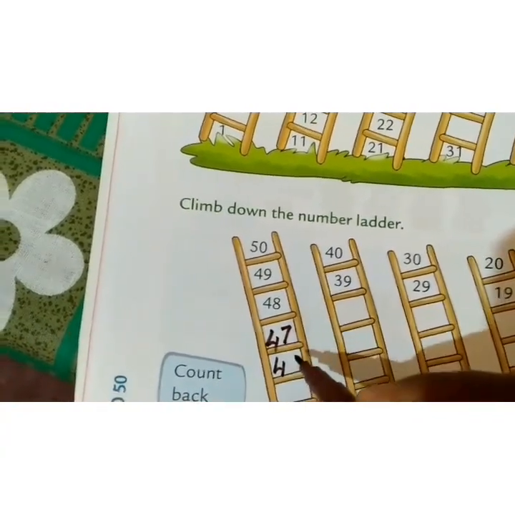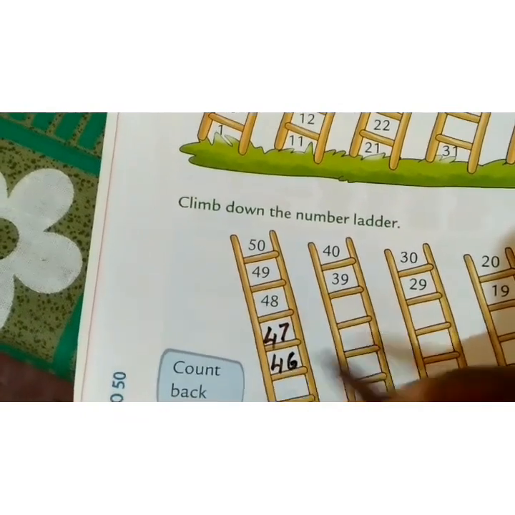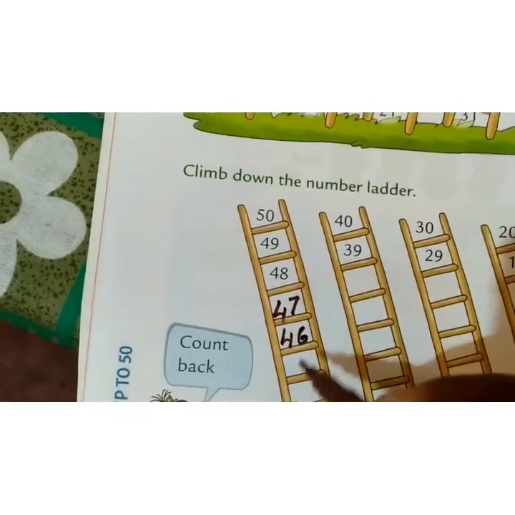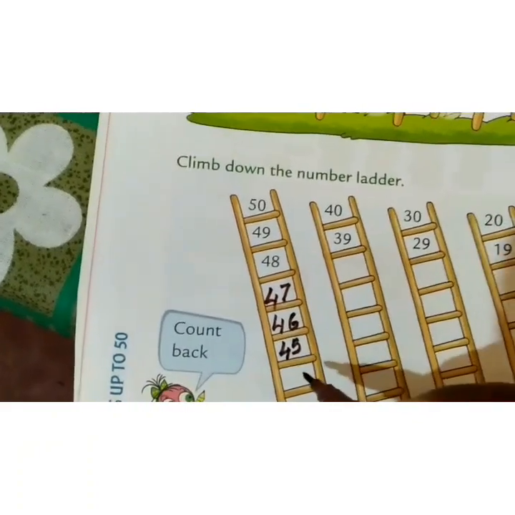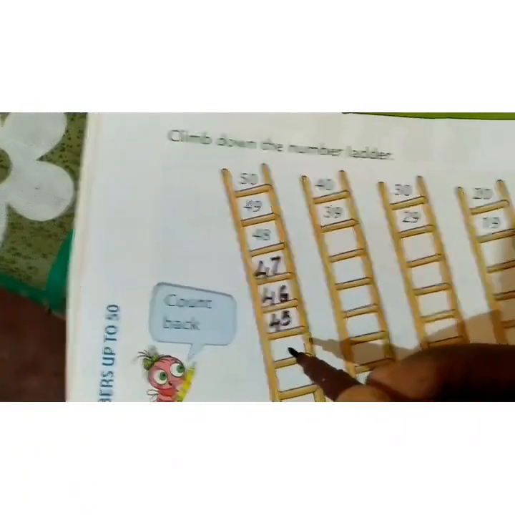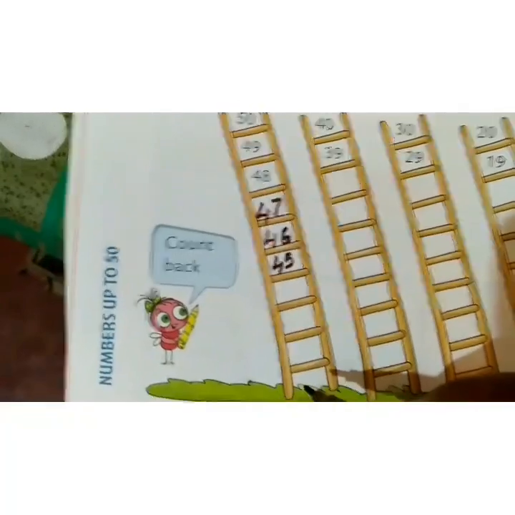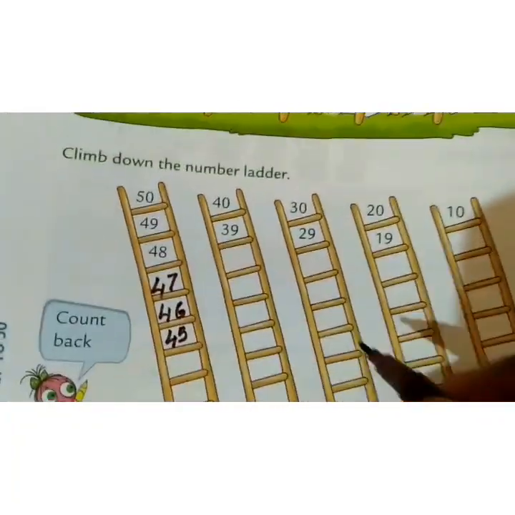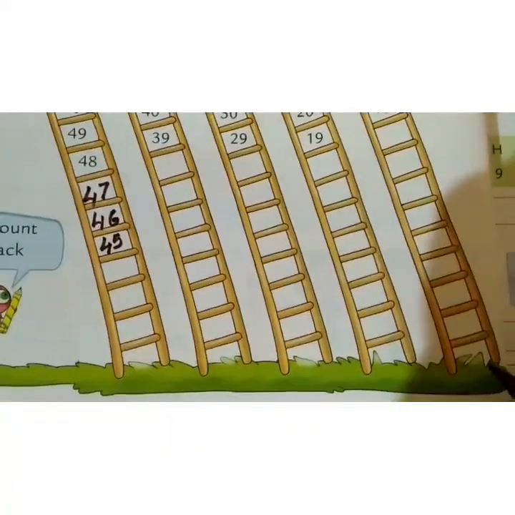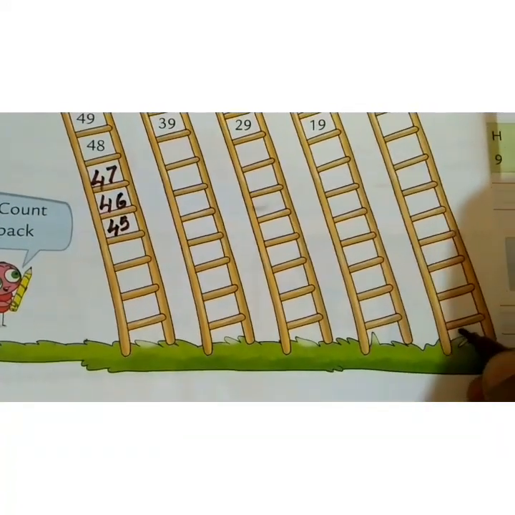What comes before 7? It is 6. What comes before 6? It is 5. So you write the number before. Okay. Get it? Yes. Count backward. All of you count backward and finish up in number 1.